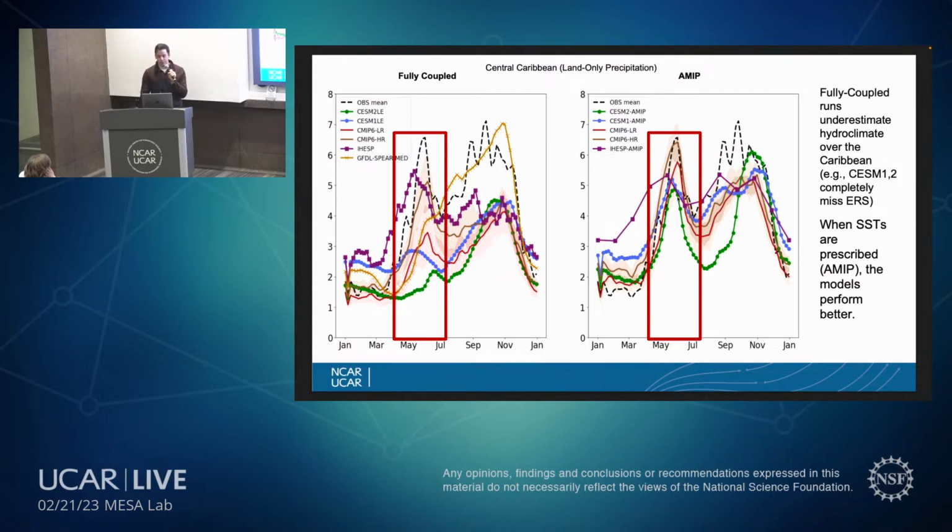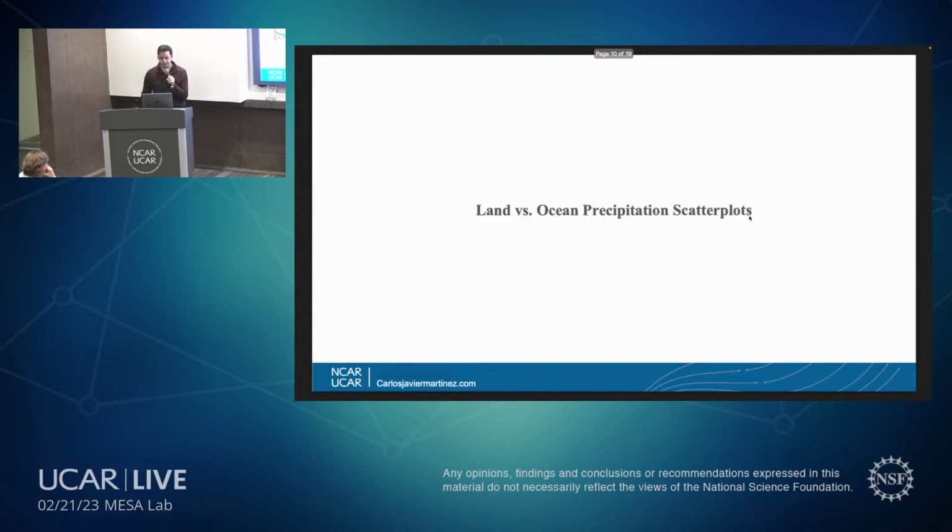When we look at the AMIP version, however, despite their coarse resolutions, we see what appears to be a much better look of the early rainy season and the structure and the seasonality of the cycle. And so I found that to be really interesting. When we are prescribing those SSTs in the models, they do perform better overall.